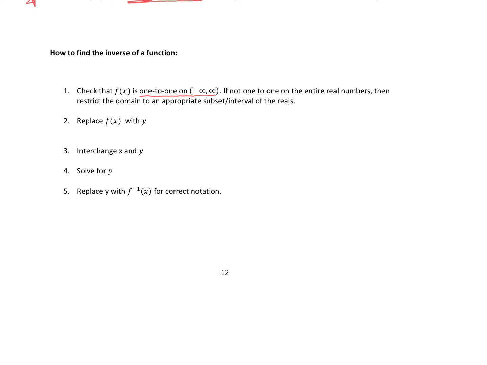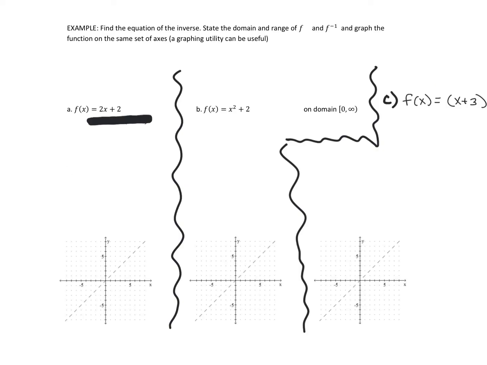So I like to call number 1, check to make sure that it's 1 to 1. And for number 2, I call it the switcheroo, because we're going to switch those two. So here we go. We're going to do some examples. On this first example, we want to find the inverse, state the domain of the function and of the inverse, and then graph the function and its inverse on the same set of axes. So I'm going to start here by taking a look at this part A.